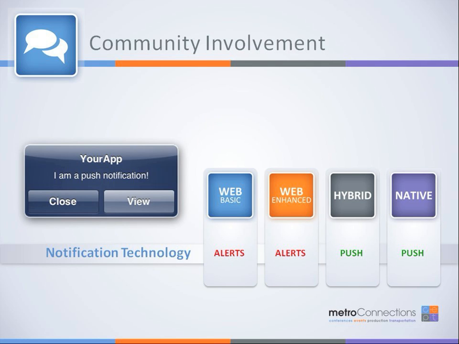Yeah. So the first one is the different notification technologies, and the term push notification gets used a lot. What I want to share with you is the fact that both Web Basic and Web Enhanced can allow you to quote-unquote push out alerts, but that's different than a push notification, and here's how they're different. An alert is seen by an attendee if they're on the app. So they are actively using the app, or the next time they open the app, they will get to see that alert.